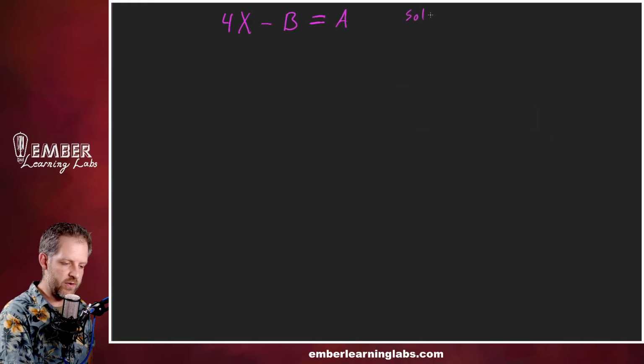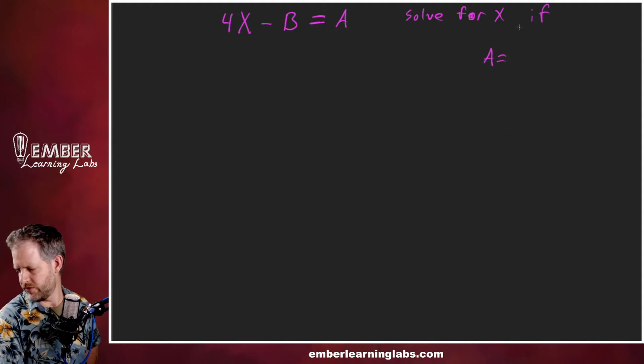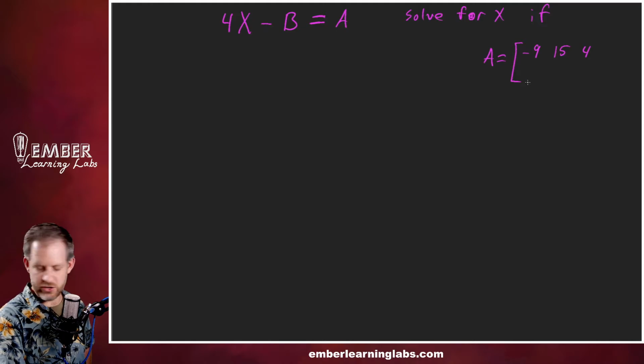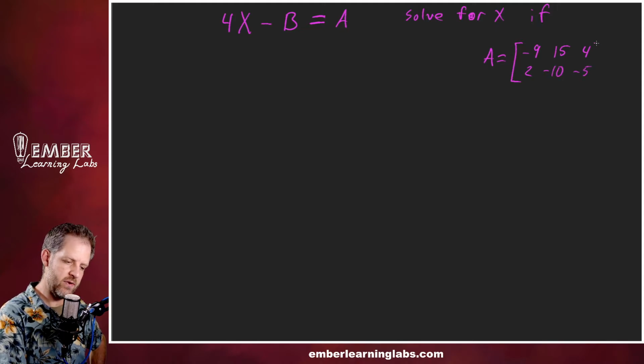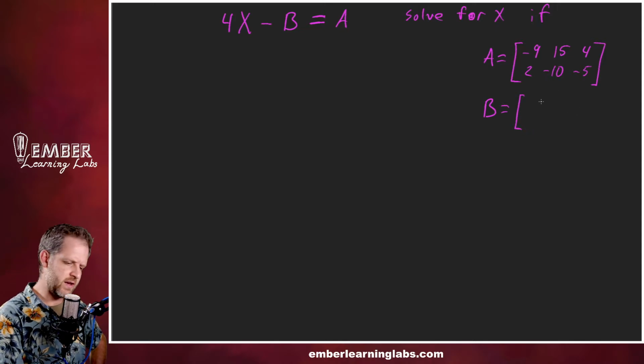And we are going to solve for X if A equals negative 9, 15, 4, and 2, negative 10, negative 5, and B equals 5, negative 7, 8, and 14, 10, and negative 3.